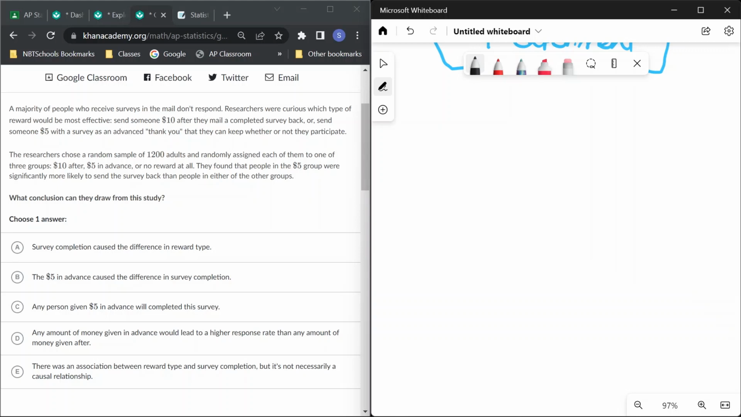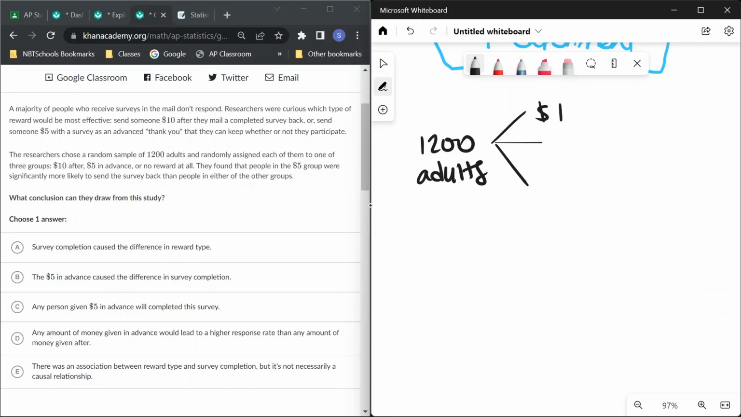So, a majority of people who receive surveys in the mail don't respond. Researchers were curious which type of reward would be most effective. Send someone $10 after they mail a completed survey back, or send someone $5 with a survey as an advance thank you that they can keep whether or not they participate. The researchers chose a random sample of 1,200 adults, and randomly assigned each of them to one of three groups.